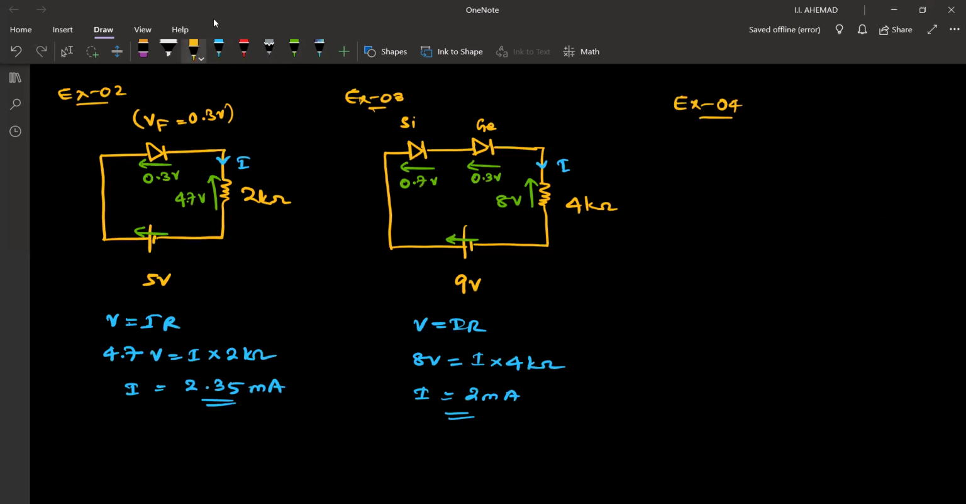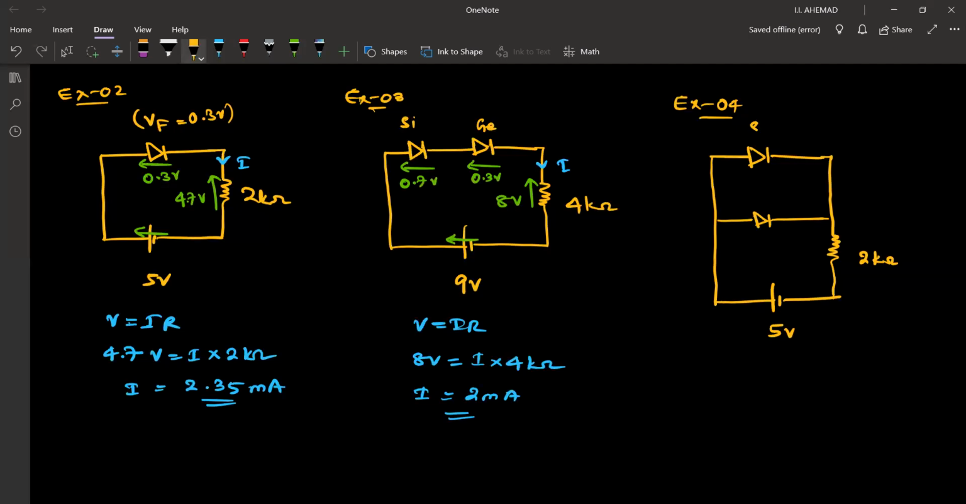Look at example 4. It's slightly different. Now we have to find what is the current. Okay, have you noted up to the third example?